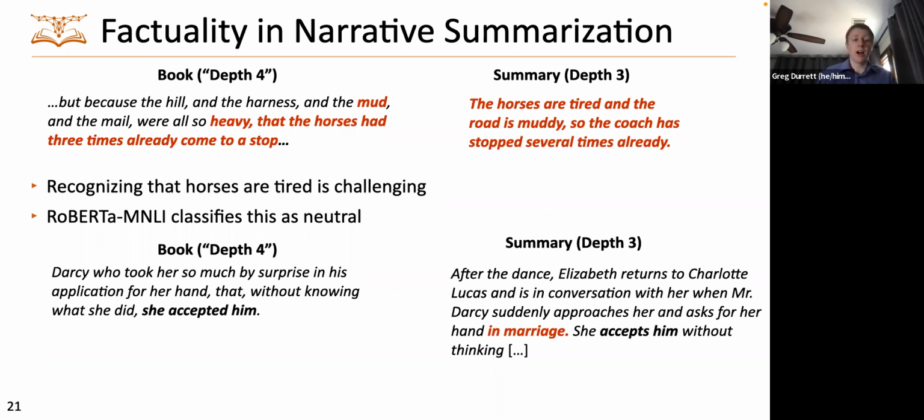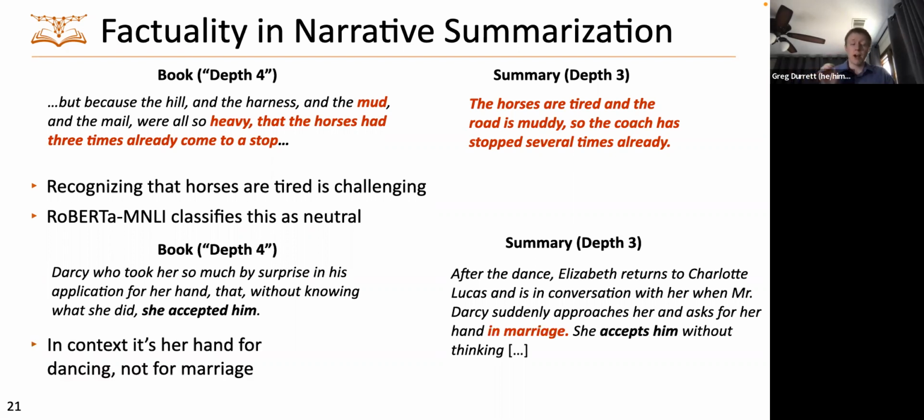Here's another one, which is a little bit more of a classic hallucination, where in Pride and Prejudice, Darcy asks at one point for Elizabeth's hand for dancing, and she accepts him. And the summary says that he asks for her hand in marriage, and she accepts without thinking. That's not how the story goes.